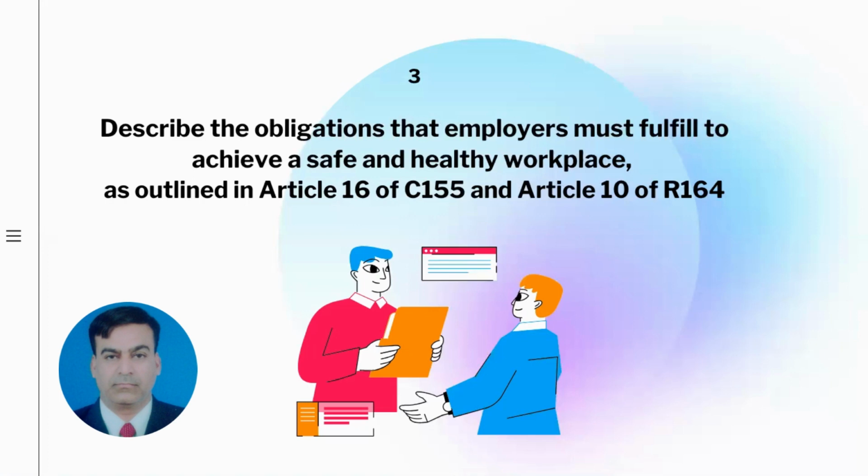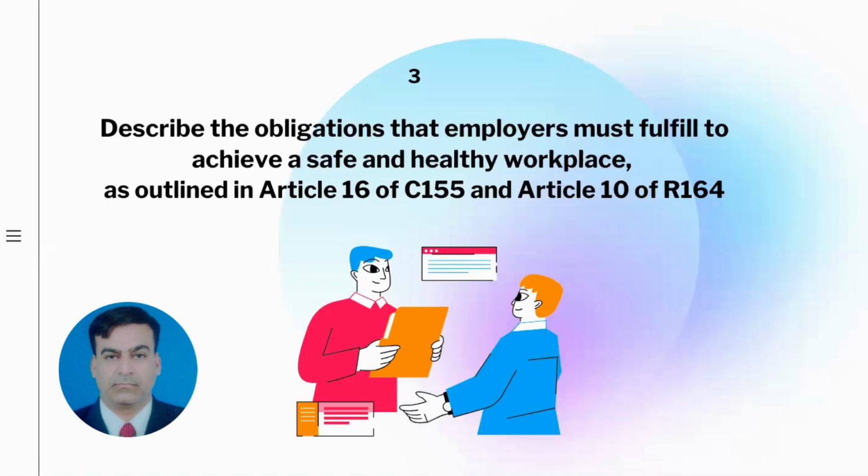It's like when a teacher sets up a classroom with desks in order and ensures there are no sharp objects or hazards around that could harm the students. Employers must ensure that the chemical, physical, and biological substances and agents under their control are without risk to health. This means that employers must identify and assess the hazards associated with the substances and agents used in their workplaces and take measures to eliminate or control those hazards.